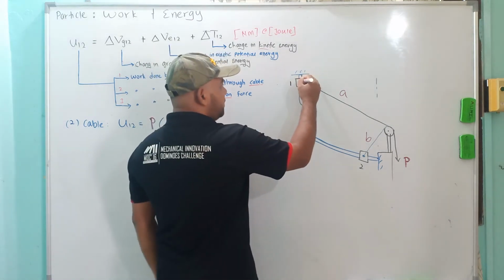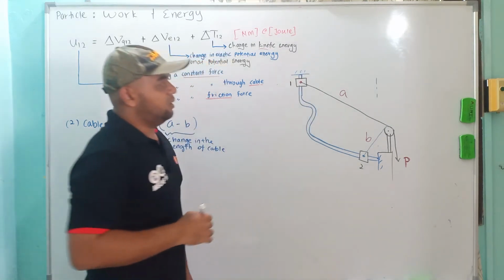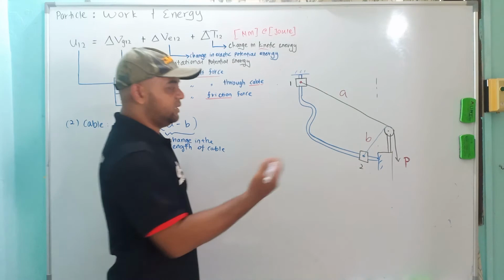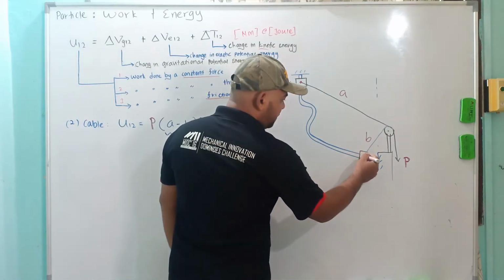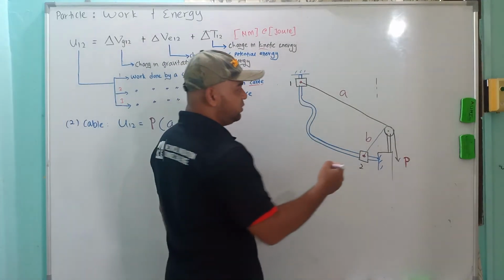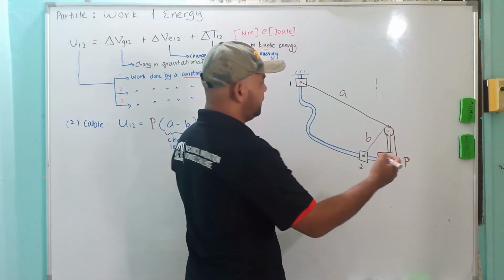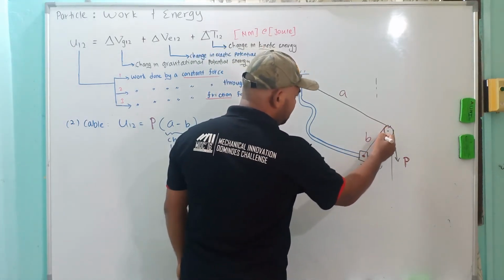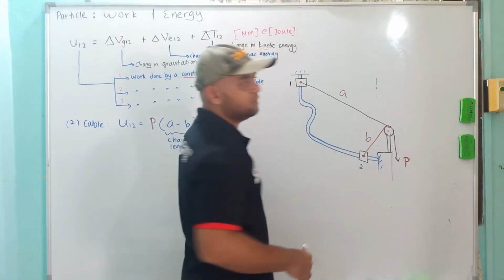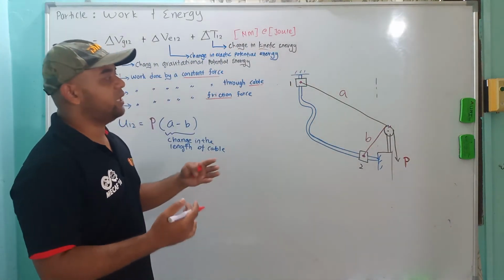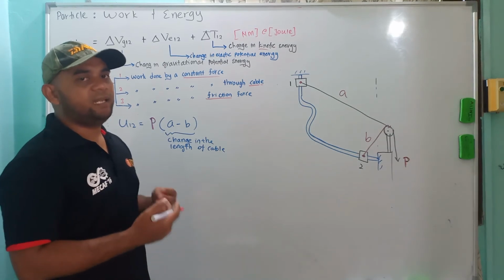For example, from the middle of this particle. In this case, it doesn't matter because it is a particle. So this is the first fixed point. The second fixed point is on this roller. So we have these two fixed points. B is this distance, A is this distance. By doing that, we can know the change in the length of the cable.